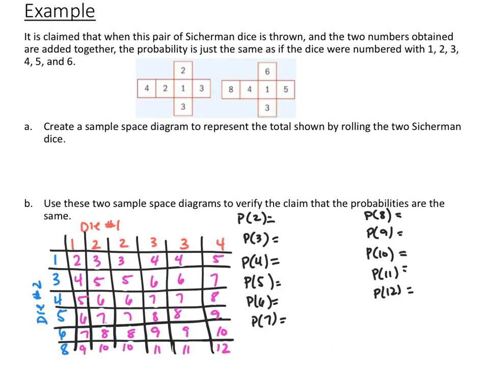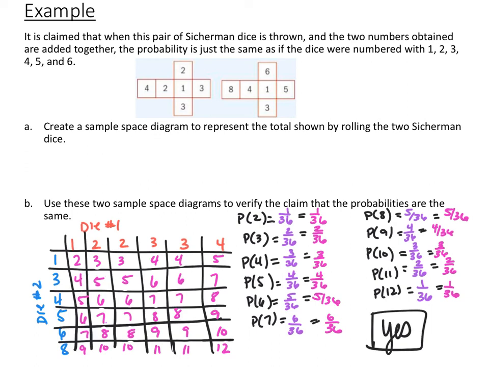So here is the sample space diagram. Along the top I have the die that's 1, 2, 2, 3, 3, 4, and then along the side I have the 1, 3, 4, 5, 6, and 8, and I found the totals here. So in order to verify the claim that the probabilities are the same, I'm going to find the probabilities of throwing each of these 2 through 12 for the 2 different sample space diagrams and figure out whether they're the same. So if you haven't already done so, go ahead and pause the video and do that.